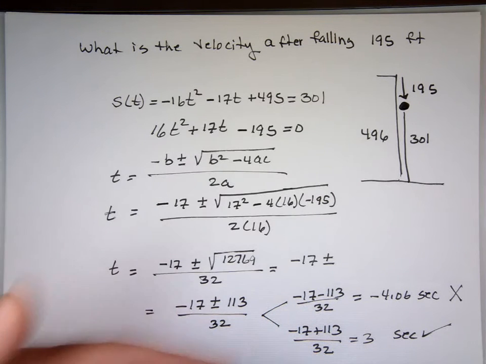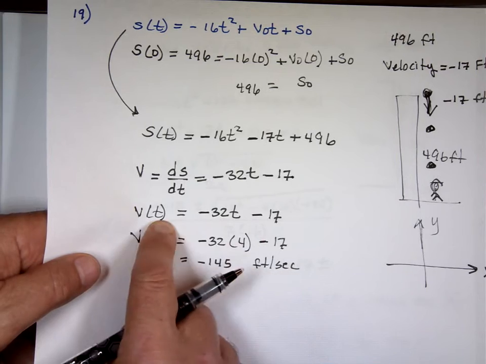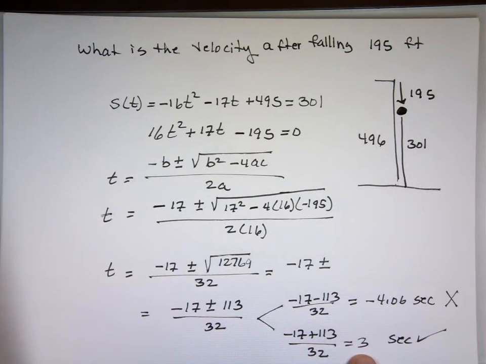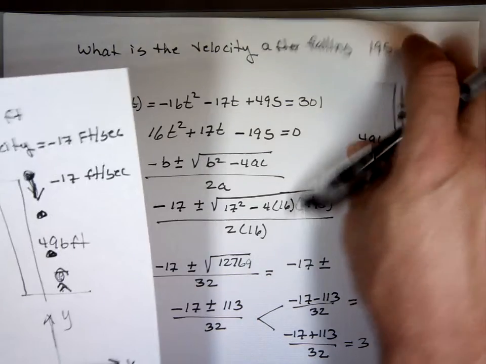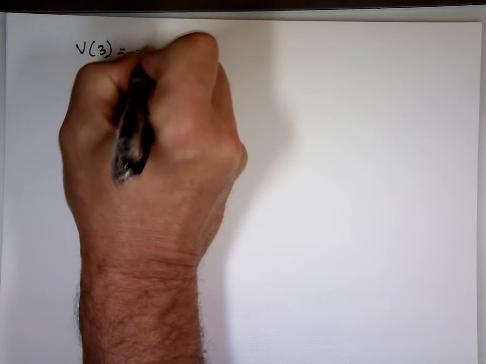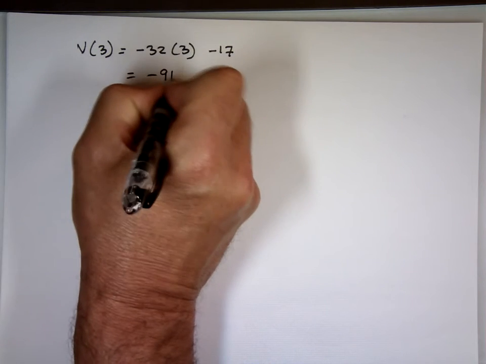Well, we know the time. The equation for the velocity doesn't depend on distance, it depends on the time. It says, tell me the time, I'll tell you the velocity. Now we know that time is 3 seconds. So the velocity at 3 seconds is going to be negative 32 times 3 minus 17, negative 96 minus 17.